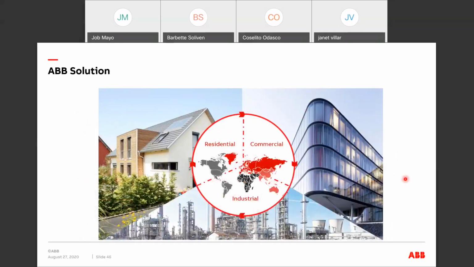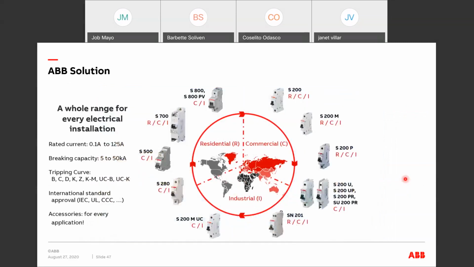Okay, so again, as mentioned earlier, miniature circuit breakers can be used both in industrial, commercial, and of course in residential facilities. And it is widely used globally, depending on what particular area you are. You can use either any of these circuit breakers.